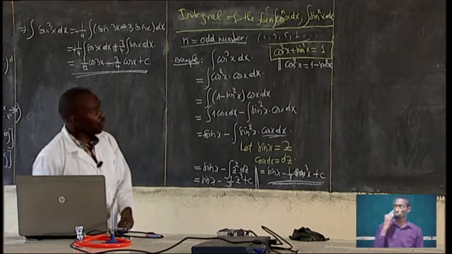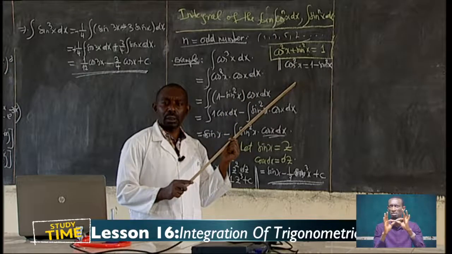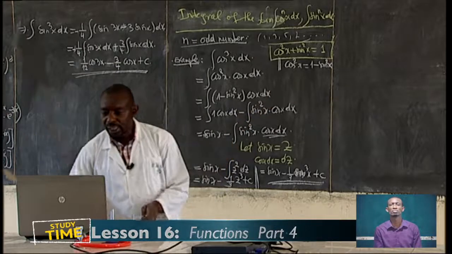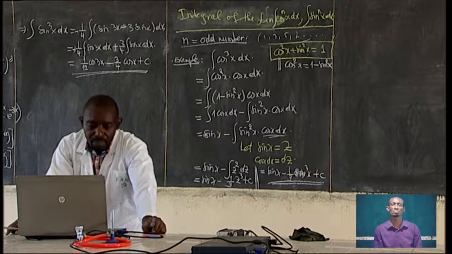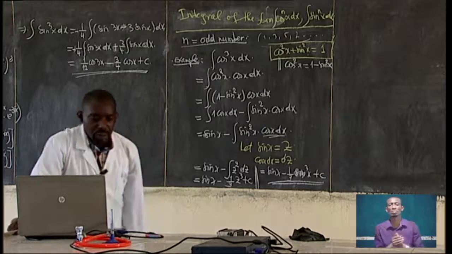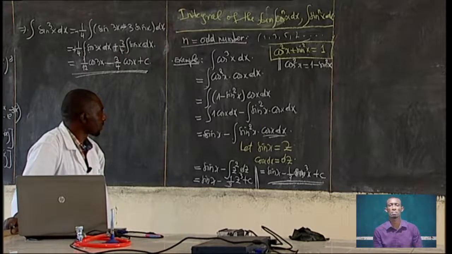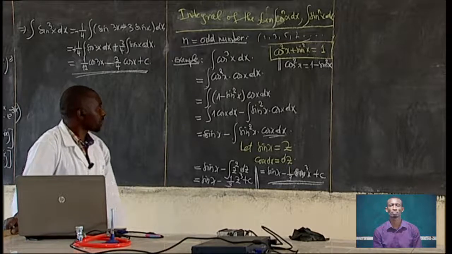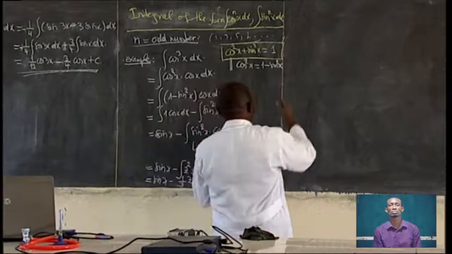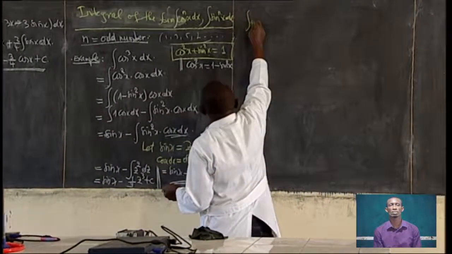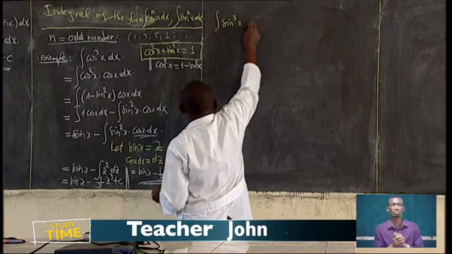Do you see how this trigonometric identity is very, very important? Is that clear? Very nice. Maybe you need another example. Let us have another example. I take integral of sine cubed x dx.